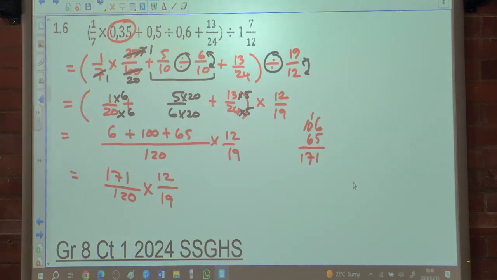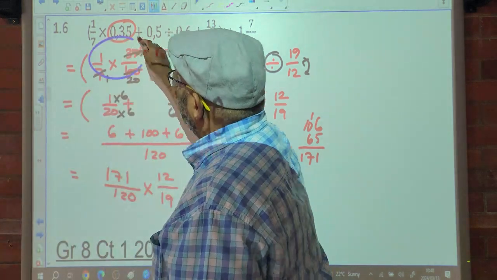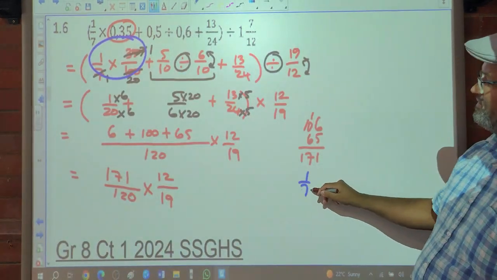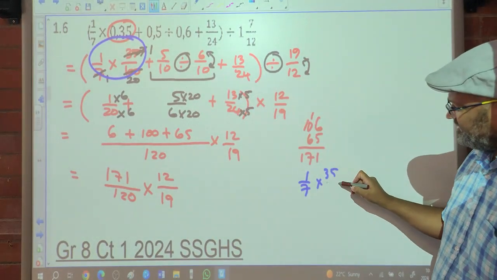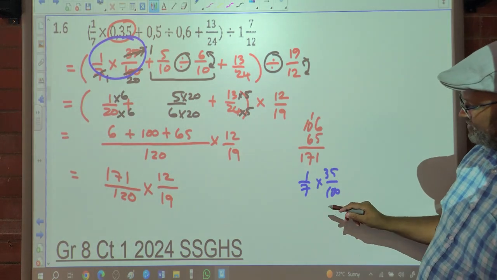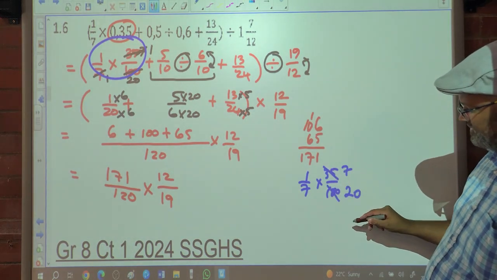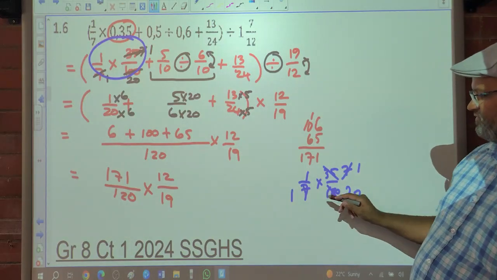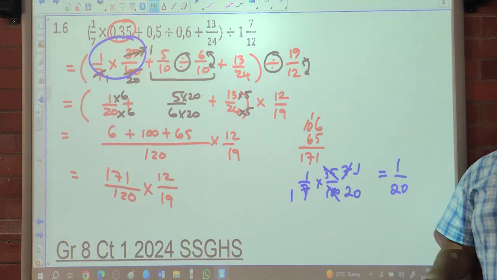Now, yes? For the 1 over 7 times 35 over 100, how did we get to 1 over 20? So the question is this here. It was 1 over 7 multiplied by 0,35, which is 35 over 100. So 5 goes into 35 7 times, 5 goes into 100 20 times. 7 goes into 7 once, 7 goes into 7 once. So on top I'm left with 1, and on the bottom I'm left with 20.